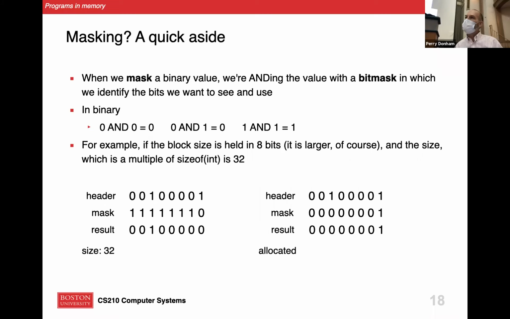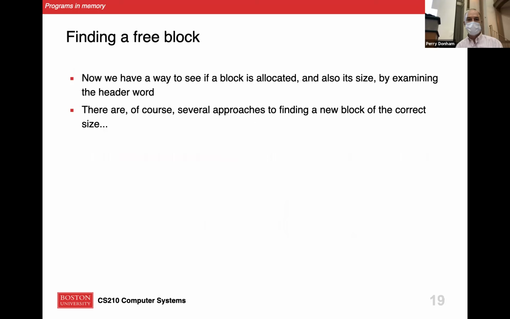All right, so now we've got a way we can actually embed the size and an allocate bit in that single word header at the start of each of these allocations, these blocks. Well, how do we find a free one?